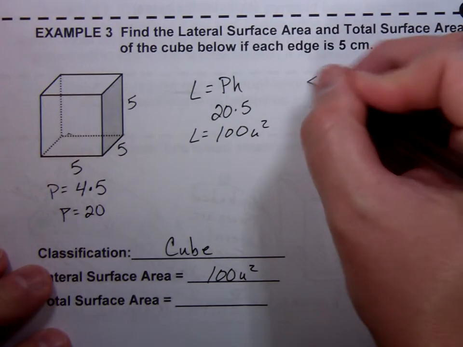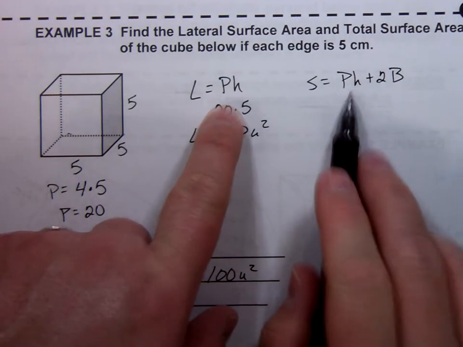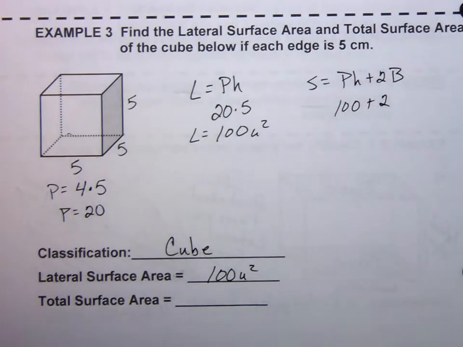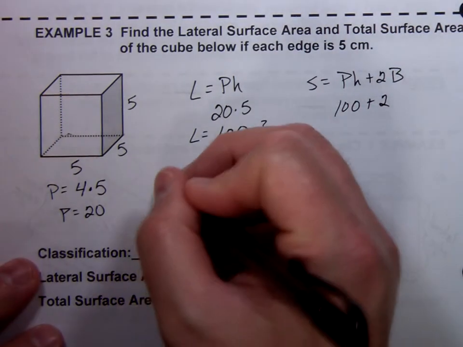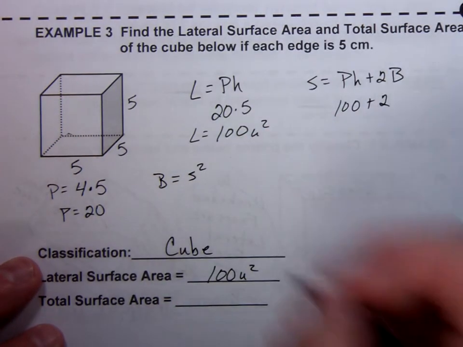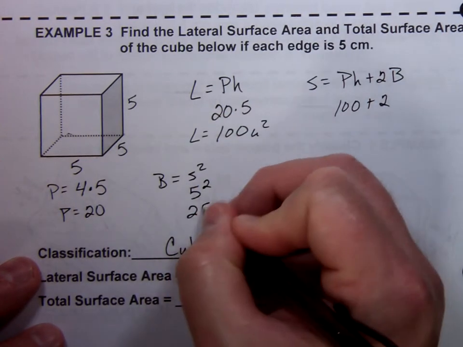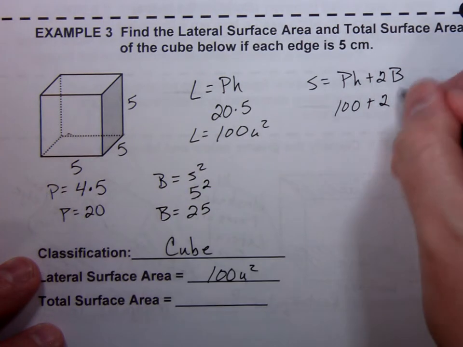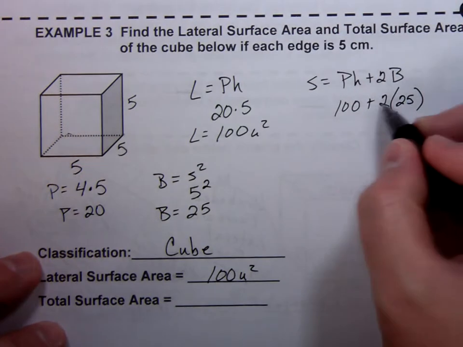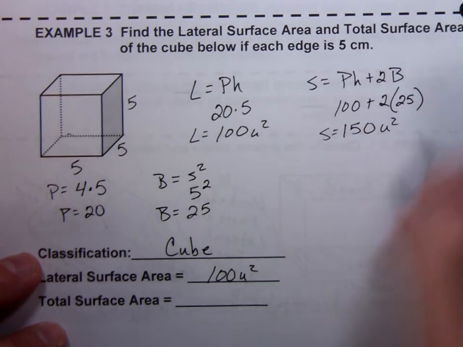Now for total surface area, remember this is the formula. So remember the lateral surface area is part of it. We've already done that part. And now we need to get the area of the base so that we can plug that in there. The base is a square, so you can do side squared, or you can do length times width, however you want to do it. Either way, it's going to come out to the same thing. The side is 5. 5 squared is 25. So the area of the base, 25. We plug that in there and find out what that gives us. Well, 2 times 25 is 50. We add that to 100. We got the total surface area is 150 units squared.